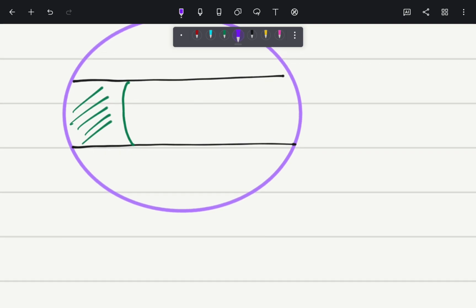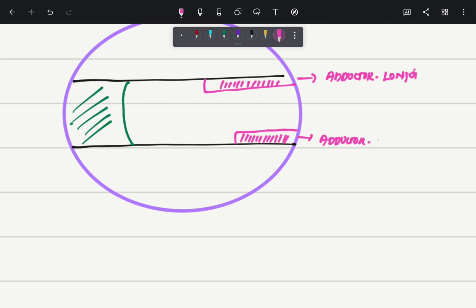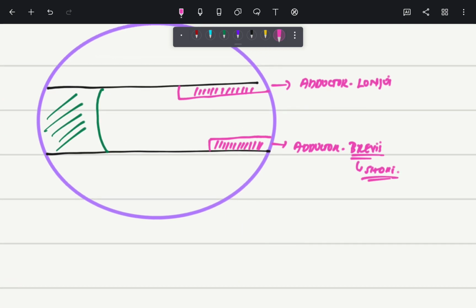In the medial compartment we usually have a very long muscle, and this muscle helps in adduction of your thigh, hence the name of this muscle is your adductor longus. Similarly, there is a very short muscle, and this muscle also helps in adduction of the thigh, hence the name is your adductor brevis. Brevis means short. So one muscle is your adductor longus, which is a very long muscle, and the other one is your adductor brevis, which is your short muscle.